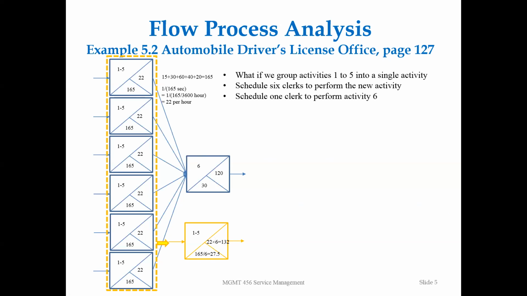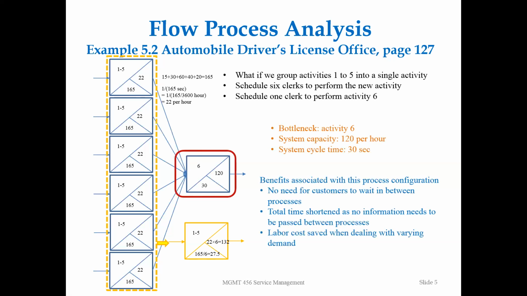You can see the bottleneck is pretty straightforward. The bottleneck activity is activity 6, because activity 6 has a capacity of 120 as compared to the new activity's 132. So this is the bottleneck. The system capacity is 120 per hour. The system cycle time is 30 seconds. Bottleneck: activity 6.